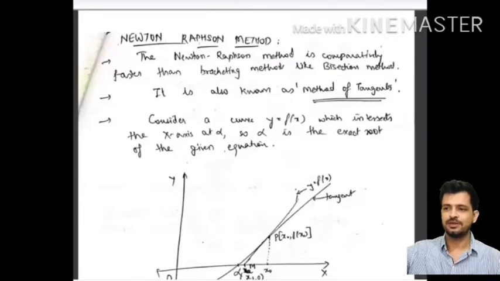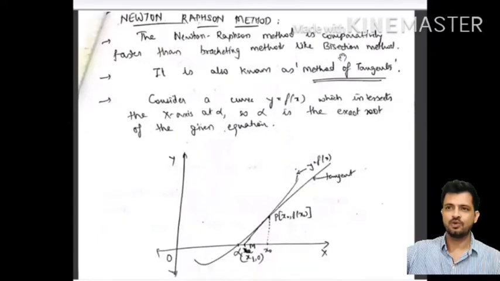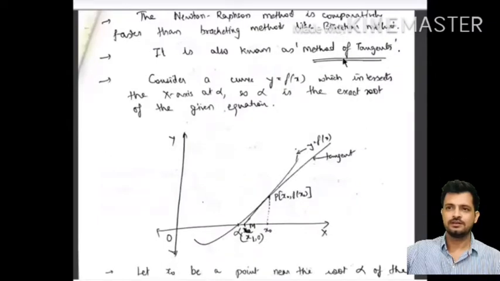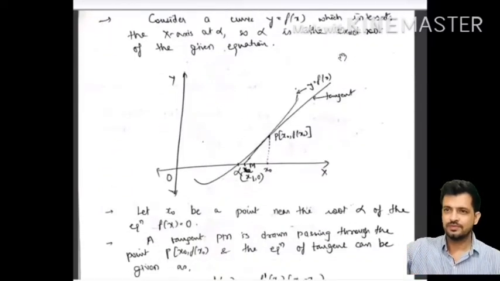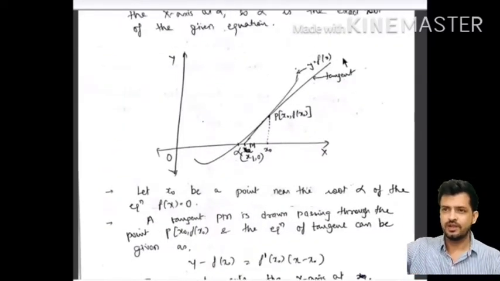As I told you, this method is an open method because there is no need to select the initial values of the interval. As you can see on your screen, a graph is given. Y is equal to f of x is the given curve that intersects the x-axis at point alpha. So alpha is the exact root of the equation. We have to find the value of alpha.